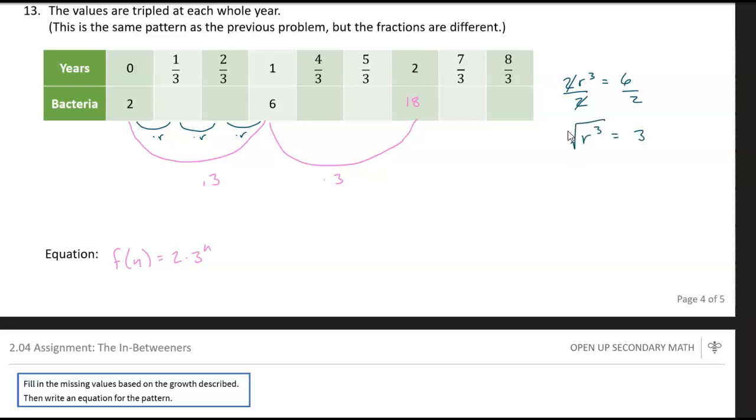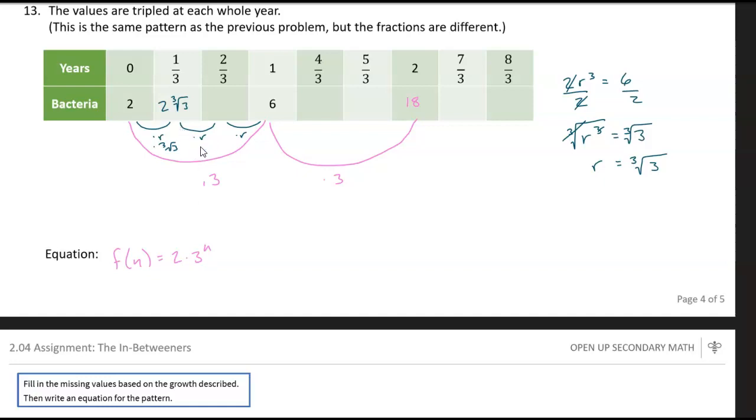Now we need to cube root both sides. And we get r equals, well, cube root of 3 doesn't simplify, much like square root didn't. Cube root of 3 is just the cube root of 3. So we would multiply by the cube root of 3 over here. That's just 2 cube root of 3.